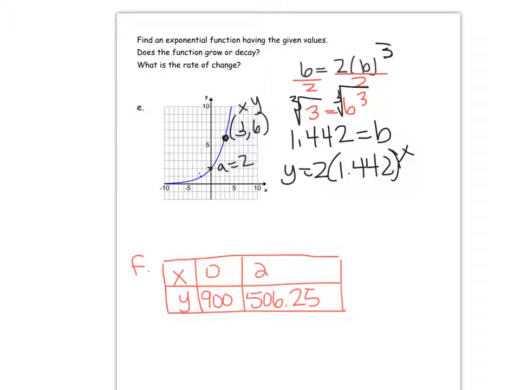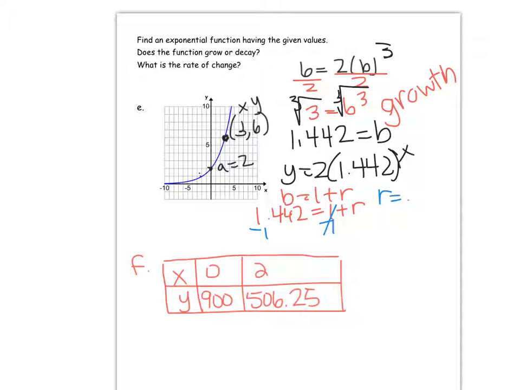This one will be a growth equation because b is larger than 1. And we can find the rate by doing b equals 1 plus r. So 1.442 equals 1 plus r. Subtract the 1 to get r alone. r will equal 0.442. Multiply by 100 to create a percent, so we'll get 44.2% increase since it's a growth equation.